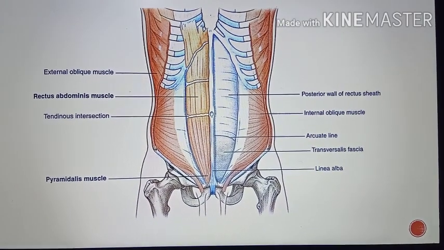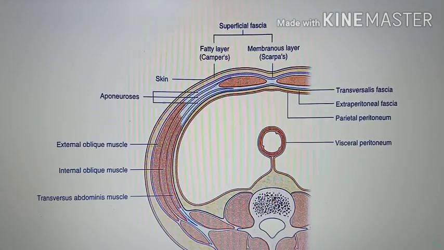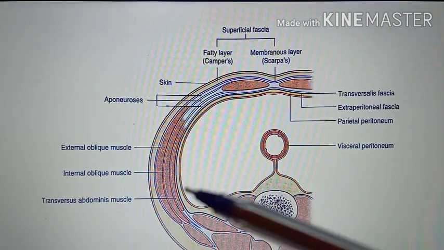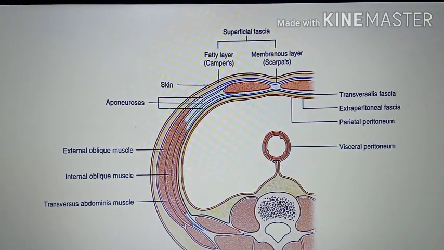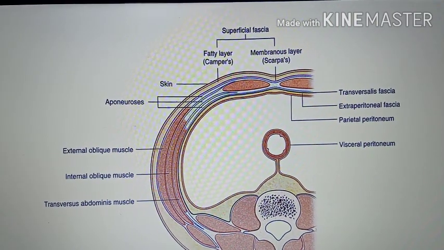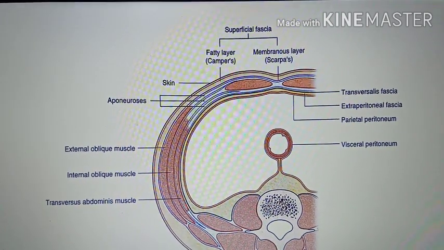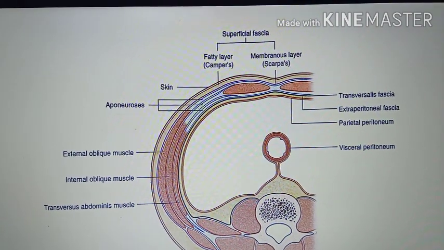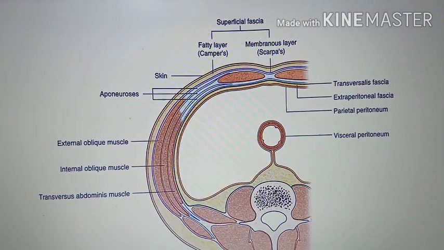The action of the pyramidalis muscle is that it tenses the linea alba. Now coming to the main functions of the anterior abdominal wall muscles. These muscles provide strong and expandable support for the abdominal viscera against gravity and protect them from injury. Second, they assist in both quiet and forced expiration by pushing the viscera upwards, which helps push the relaxed diaphragm further into the thoracic cavity.